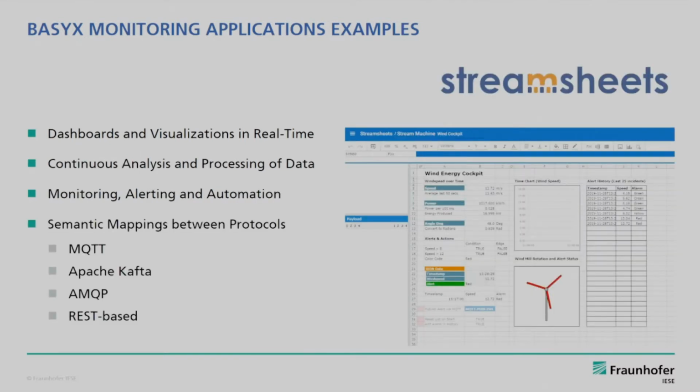Streamsheets also offers the possibility to create charts or visual graphics for data analytics. You also have the freedom to create graphical representations on your own. For example, real-time data can be displayed on top of representations of a machine. To realize the communication, protocols such as MQTT, Apache Kafka, and REST-based APIs can be used.